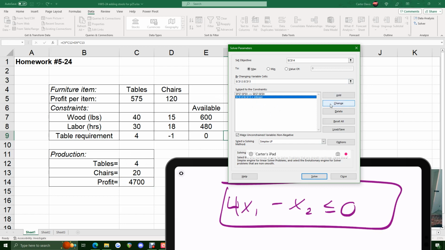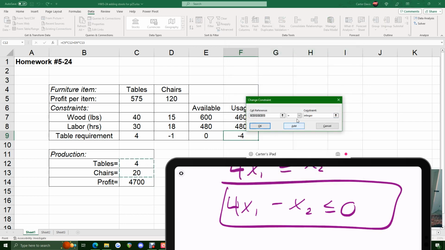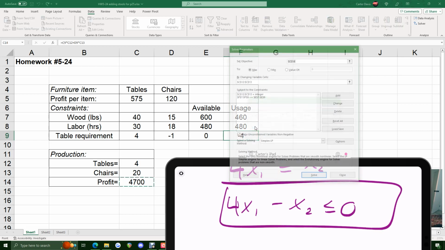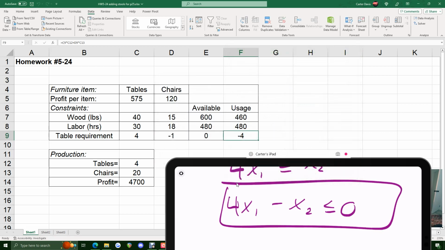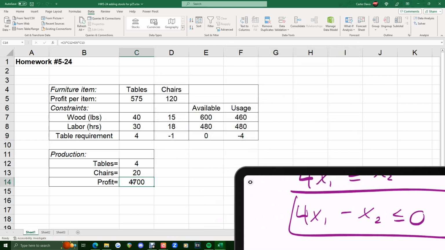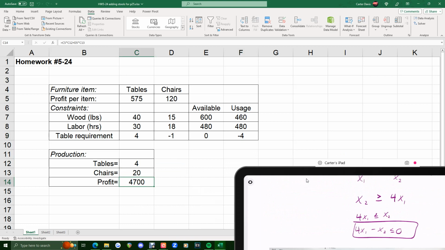Let's talk about that real quick. So I realized earlier, you don't literally set it equal to integer, because I was typing an integer and that did not work. What you do is you choose the cells and then you just click on int. Okay? And that sets it equal to integer. Okay? So then when you solve, you get this. You find 4 tables, 20 chairs, profit of 4,700. That's all there is to it.